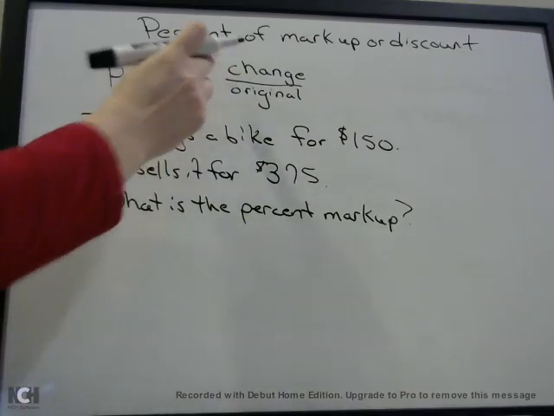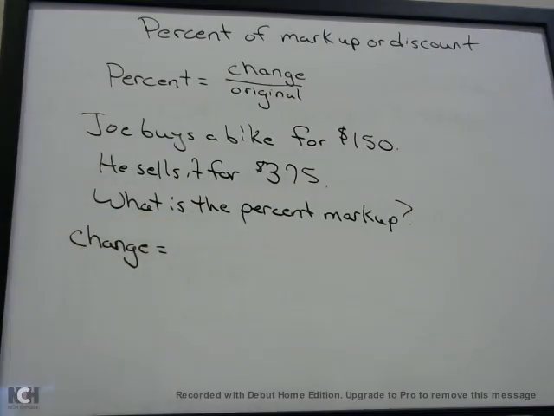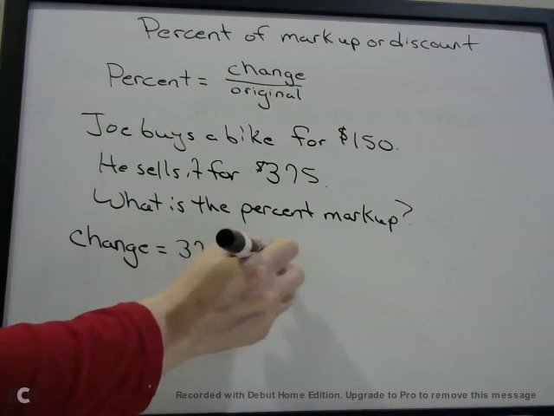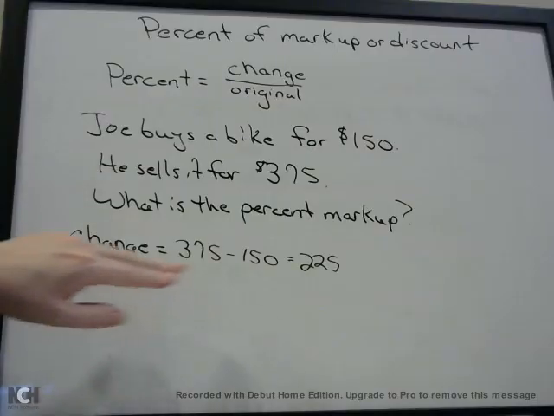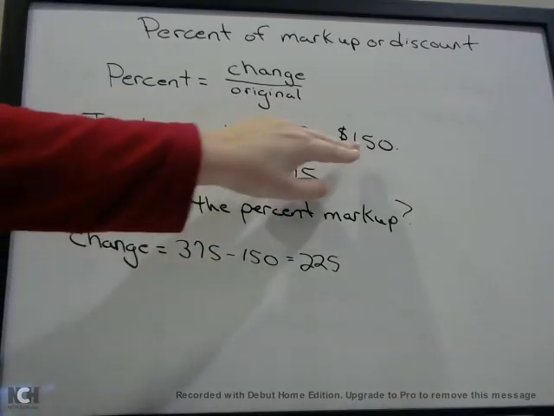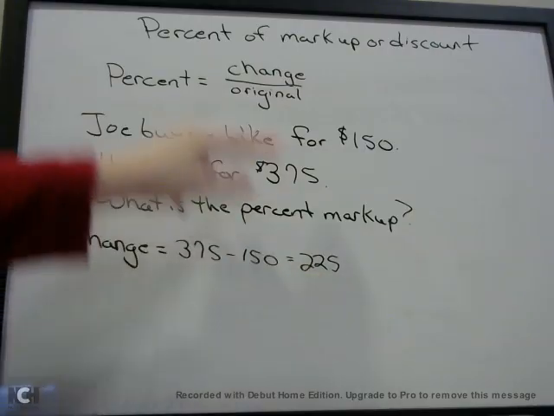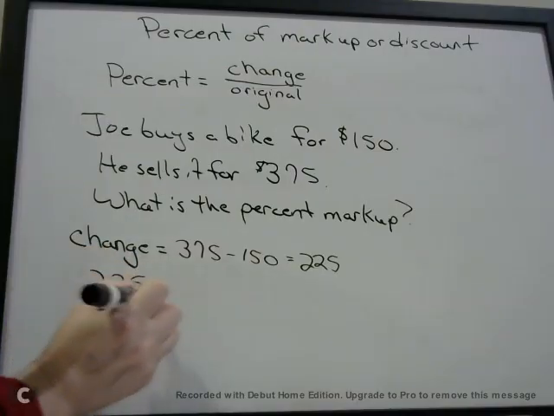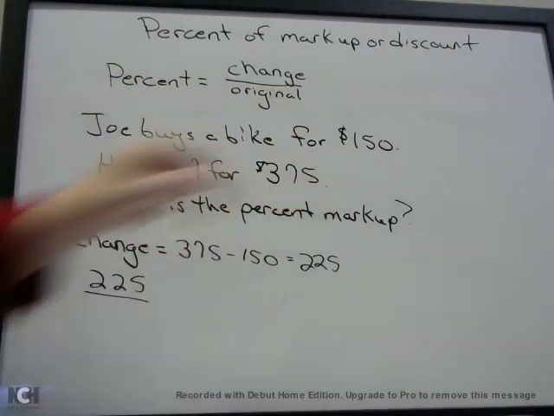So the change, that's what I'm calling the change. The change in price. This is always going to be a positive number, so don't make this a negative. So you're going to take 375 minus 150, and you're going to get 225. So the change in the price is just 375 minus 150. It went up by $225. That's what we call the markup. So you take the change, which is 225, over our original price. So that's what that means. What was the original price? 150.